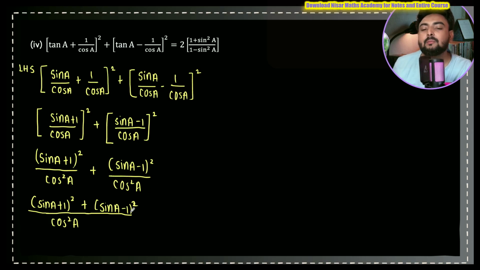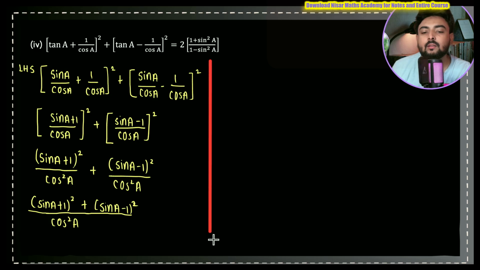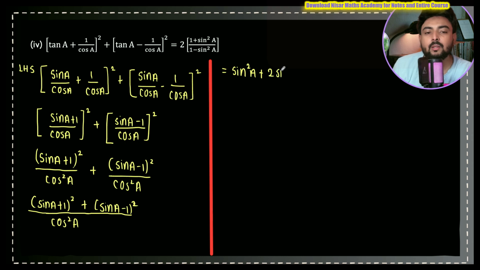So what I'll get, (a plus b) whole square plus (a minus b) whole square. How to do it? See here. So (a plus b) whole square will be a square plus 2ab, 2 into sin a into 1, plus b square. Then we have (a minus b) whole square. So this is a square minus 2 into ab plus b square.